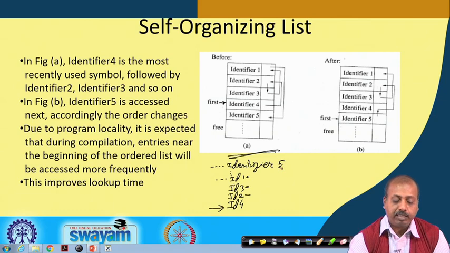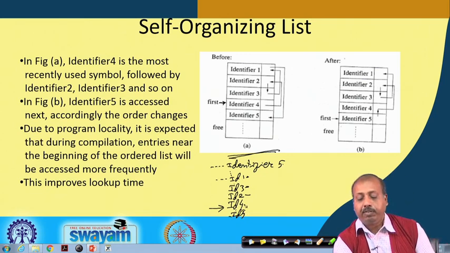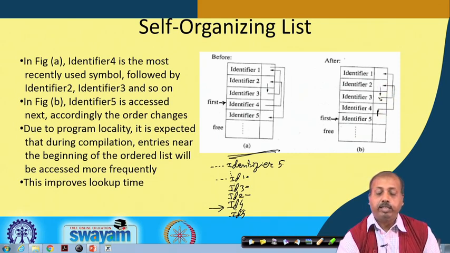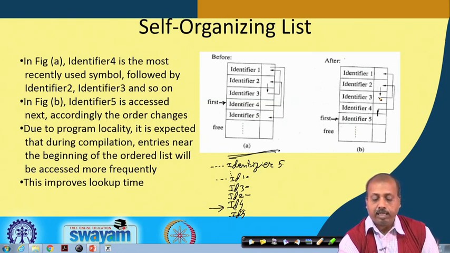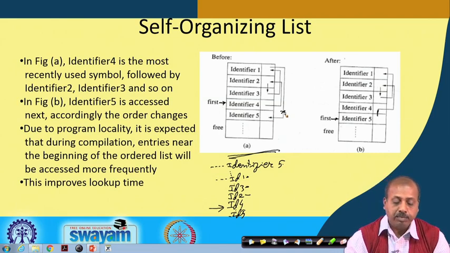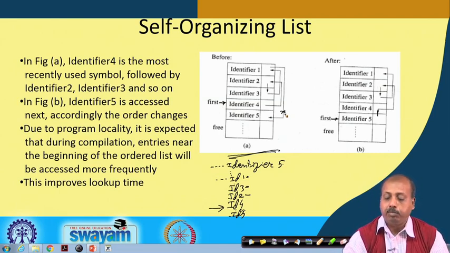Now, after some time, suppose identifier 5 is accessed. Then this list will change. The first pointer comes to identifier 5 and this points to identifier 4. The remaining part remains unaltered, and we are just remembering the last 5 accesses. So this particular link is lost. That way we can have this list modified.